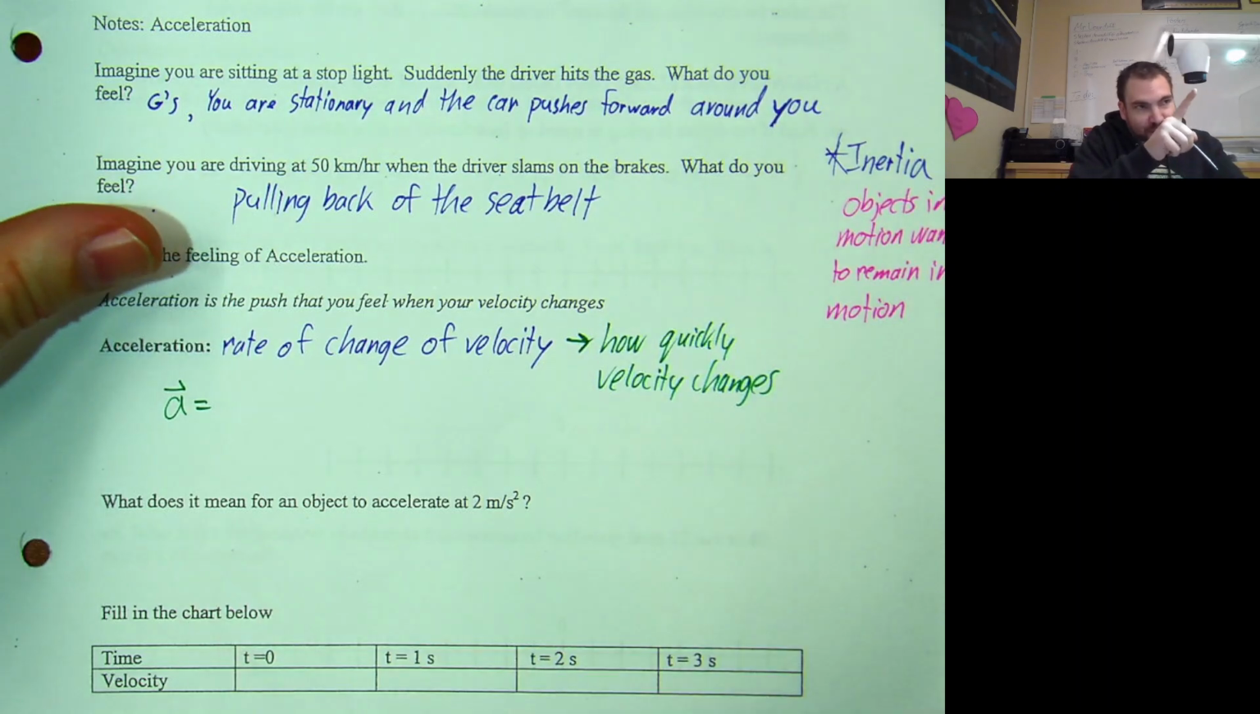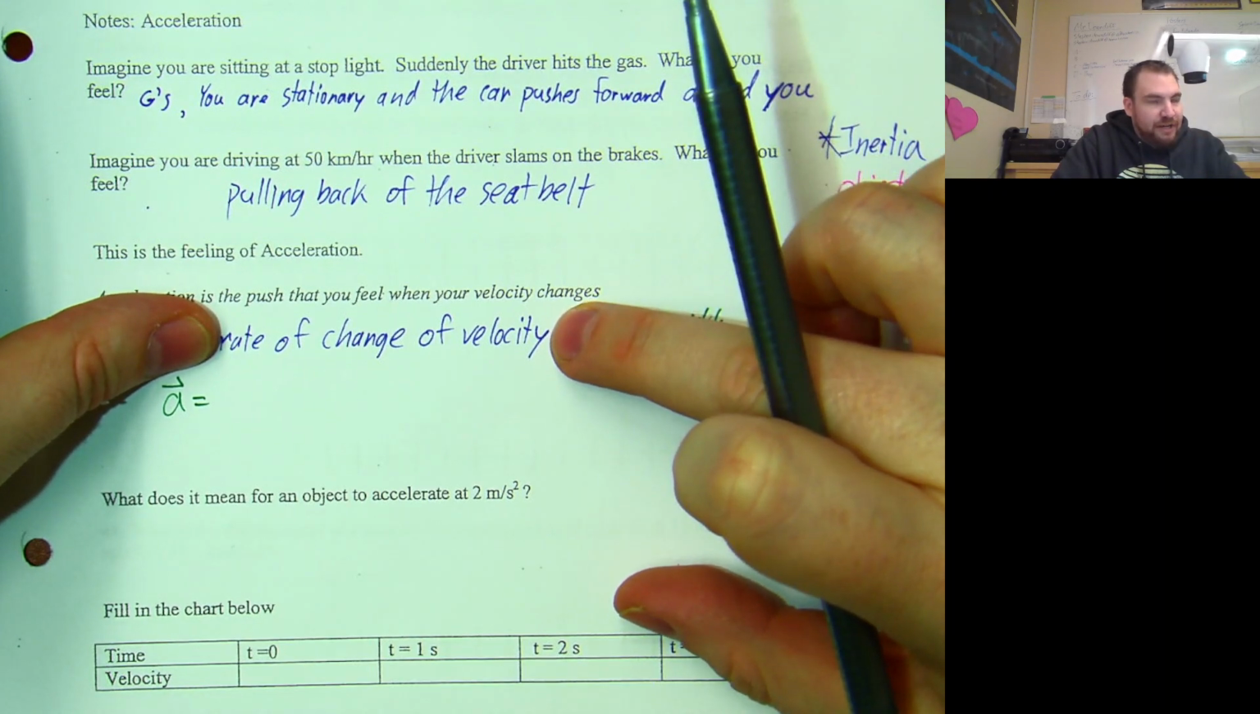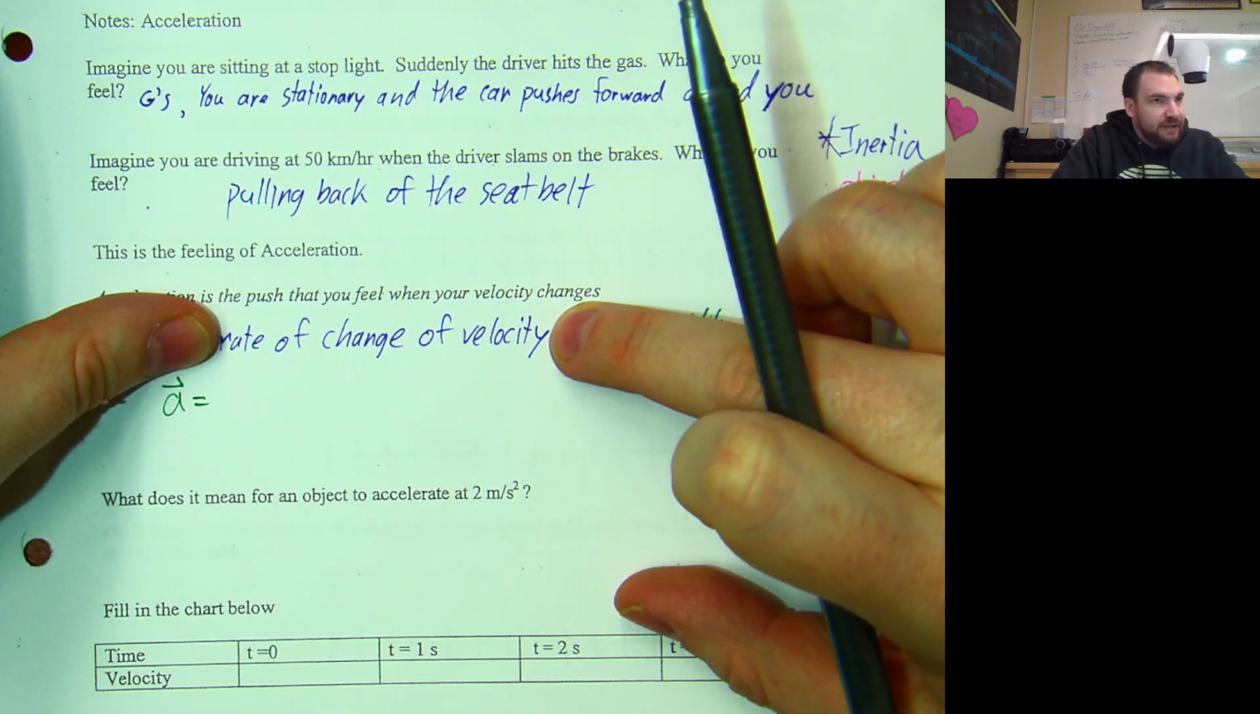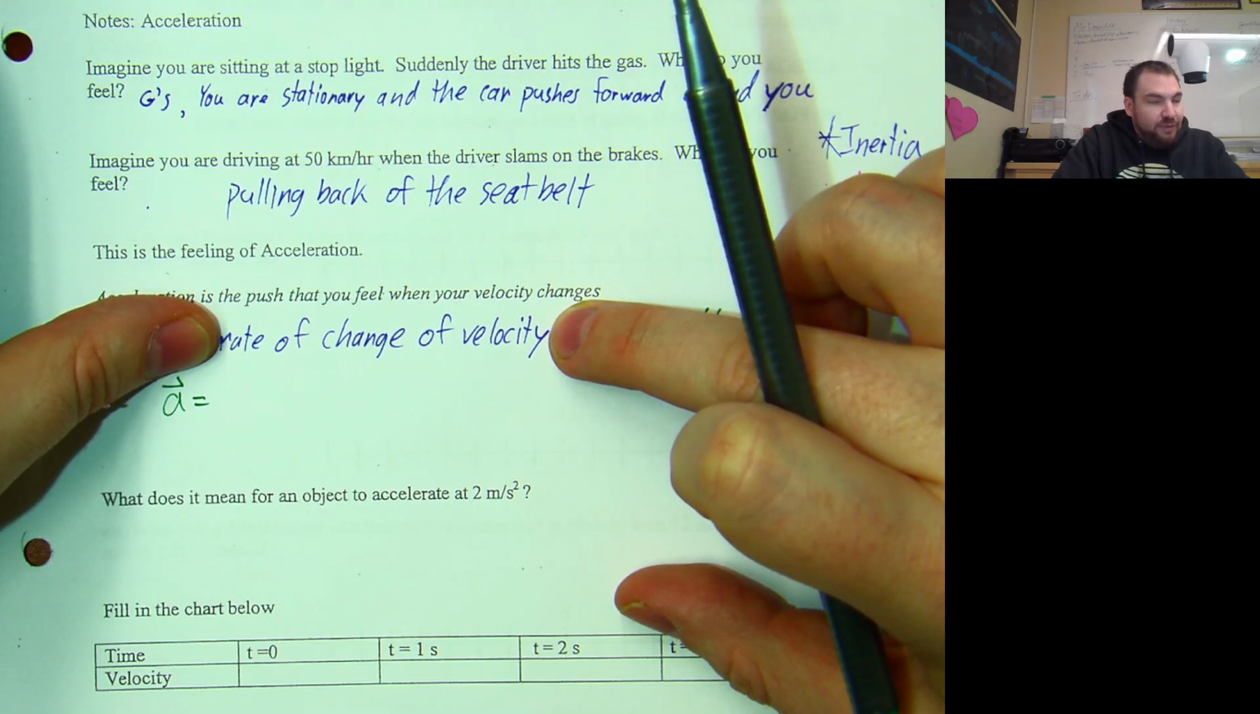No, hold on. Hold that thought. We'll talk about graphs in a sec. Let's look at this line right here. The rate of change of velocity. So we want to know how quickly our velocity is changing. So that's going to involve a few things.